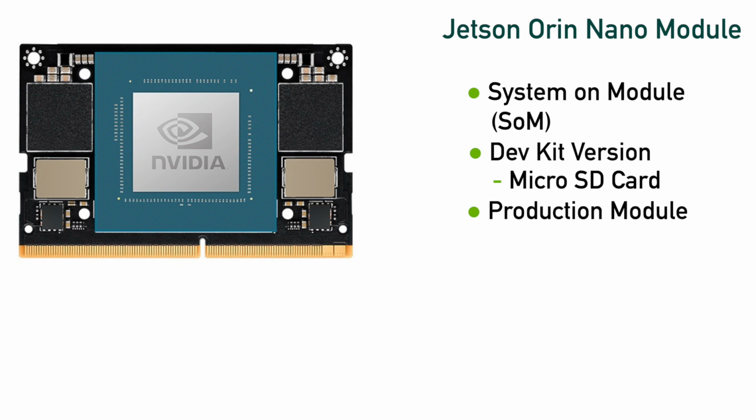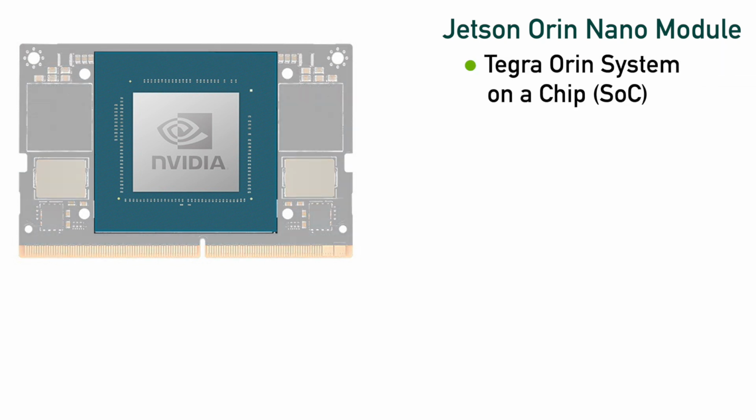One of the major differences is that the dev kit uses a micro SD card for external storage. At the heart of the module is the Tegra Orin system on a chip. The idea behind a SoC is that by adding some external memory and some simple glue chips, you end up with a complete working computer. By integrating all of the compute functions into this one chip, you get much better performance and energy efficiency.